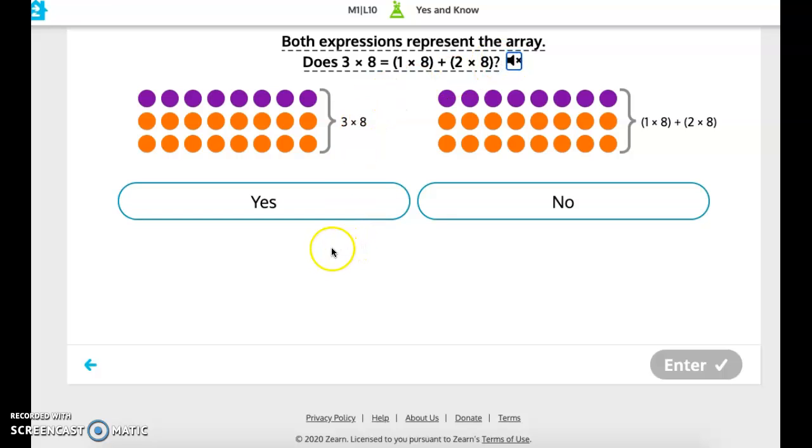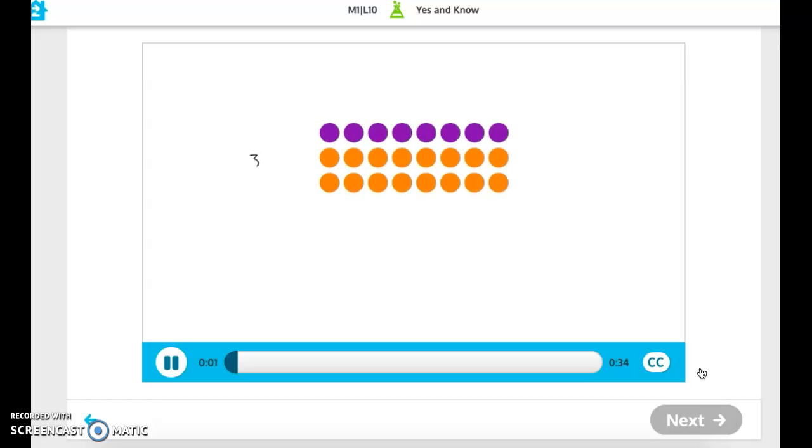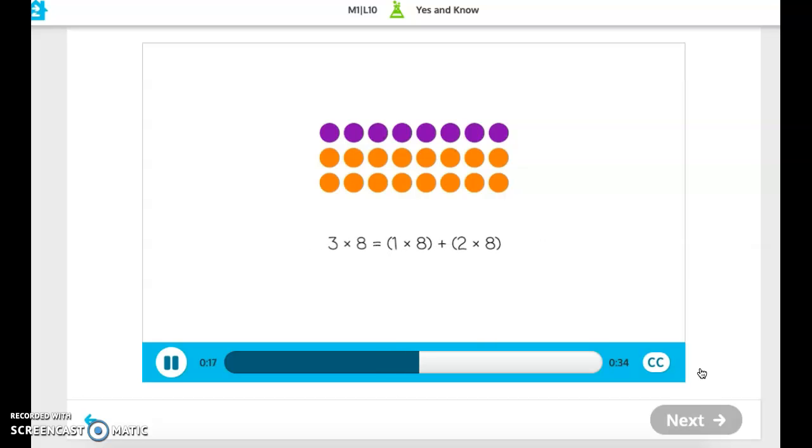Does 3 times 8 equal 1 times 8 plus 2 times 8? 3 times 8 represents this array, and 1 times 8 plus 2 times 8 also represents the same array. Both expressions represent the same number of circles, so the expressions are equivalent. We can use 1 times 8 plus 2 times 8 to solve 3 times 8 and find the total number of dots in the array.